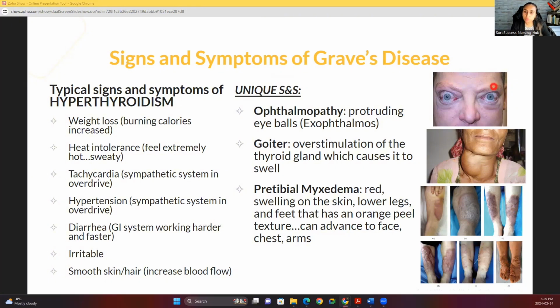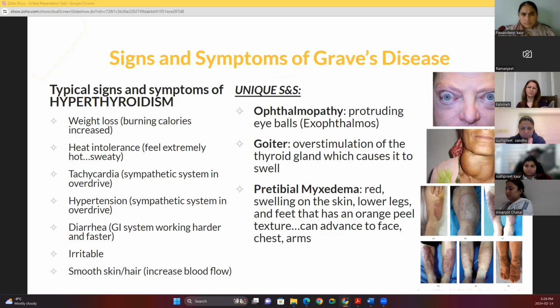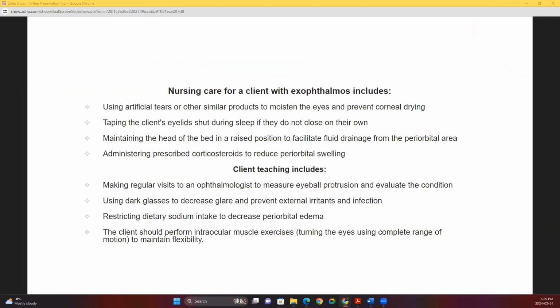I just wanted to go into a little depth about this eye. If you have too much protruding eyeballs, do you think when you are blinking your eyes, is it closing properly? No. So what will happen to your eyes? It will be dry. So now tell me, what is the treatment of dry eye? Artificial tears, right? So you can tell them to use the artificial tears.